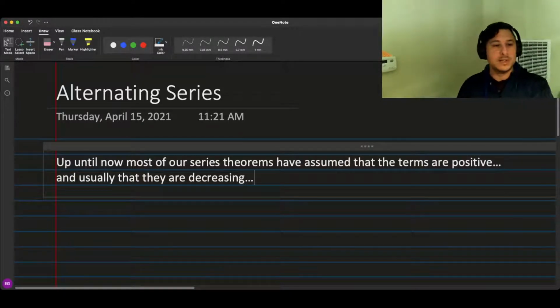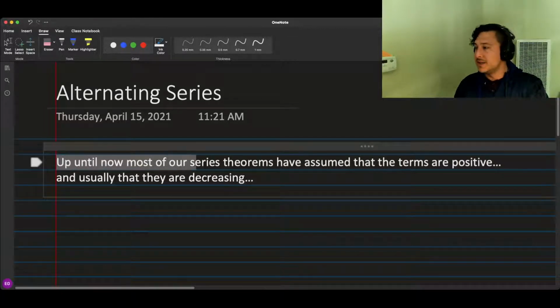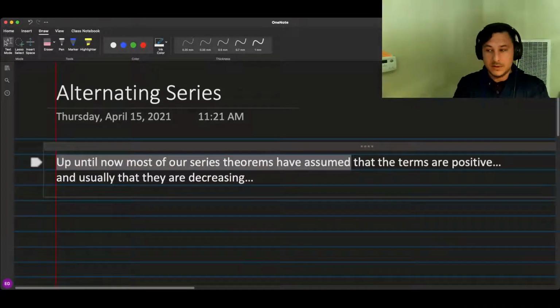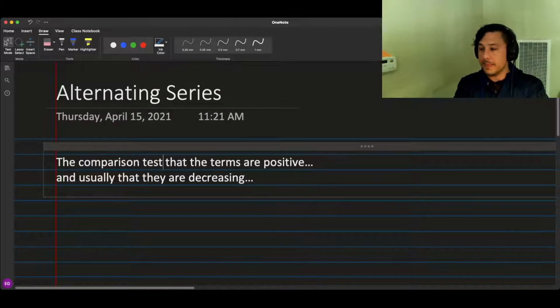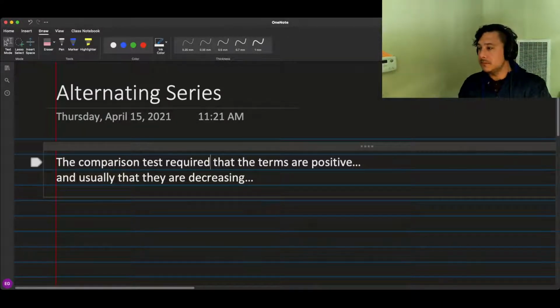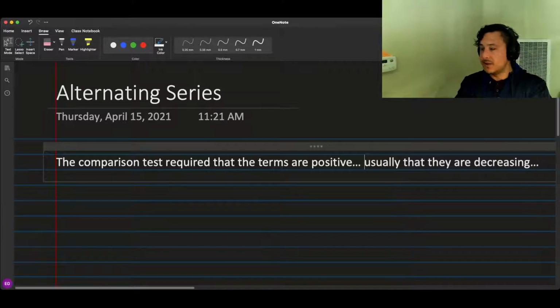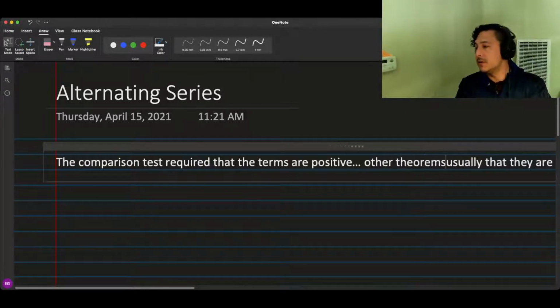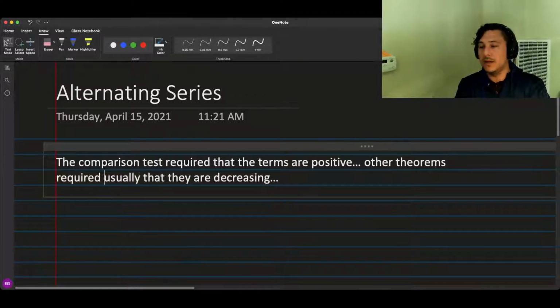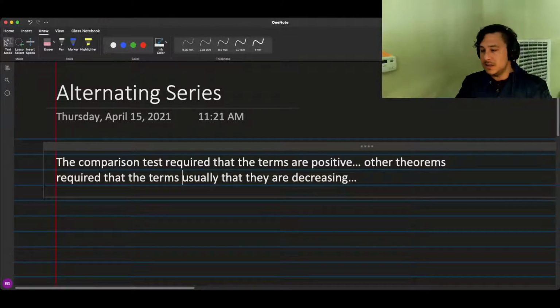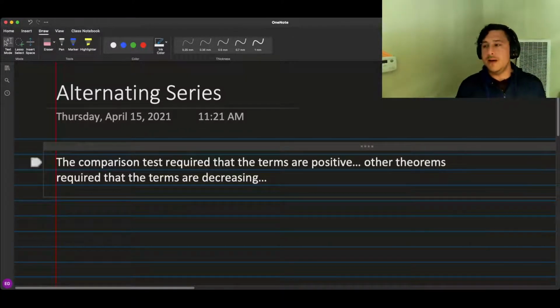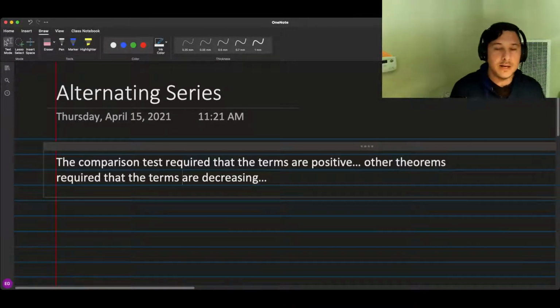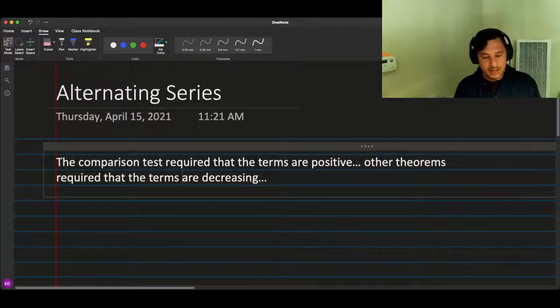I guess really I should put this with the comparison test: it required that the terms are positive and that they're decreasing, I think. And then other theorems required that terms are decreasing. Okay, so now we're interested in coming up with some tools that will allow us to deal with sequences that have negative terms.